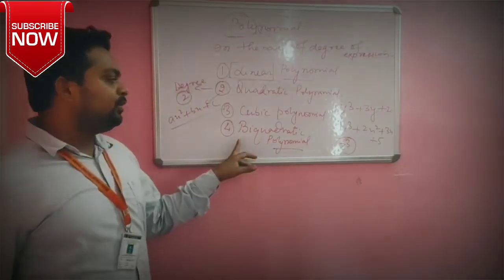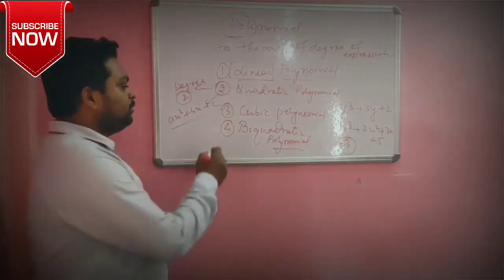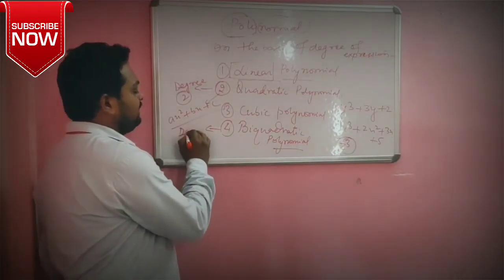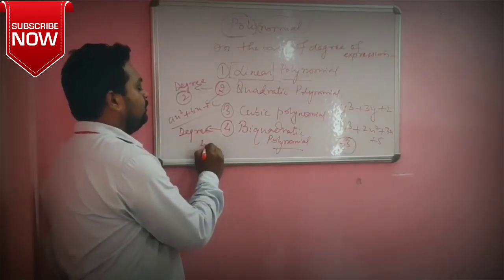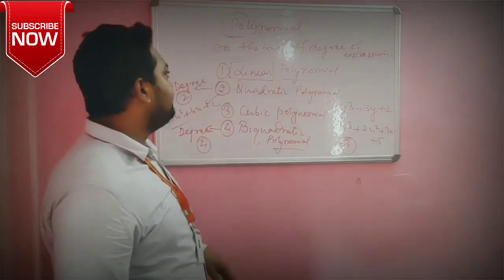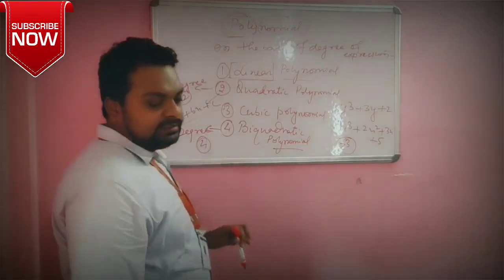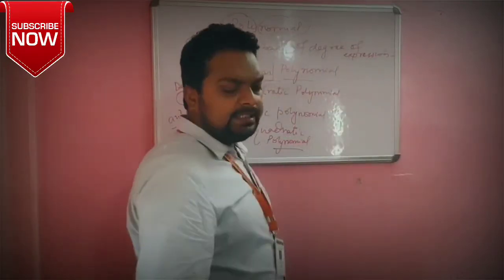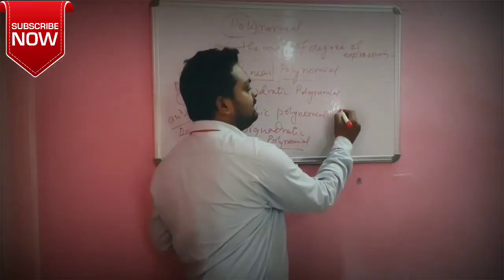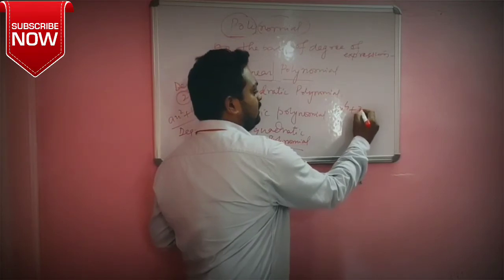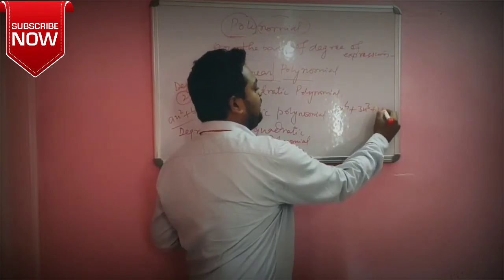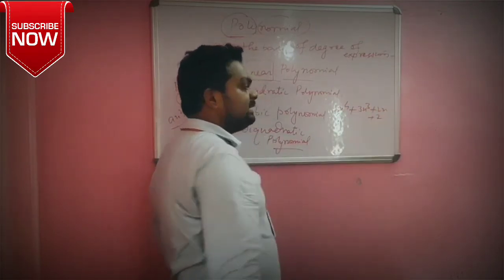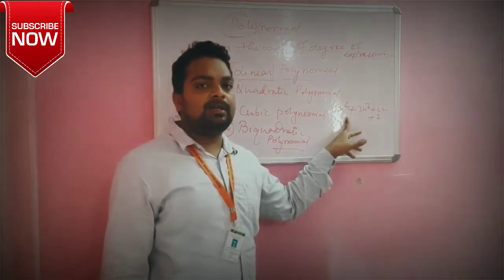So a biquadratic polynomial has a degree of 4. And what may be an example of degree 4? You can easily guess the example, like if it is written as x to the power 4 plus 3x cube plus 2x plus 2, like this, it has the highest power as 4.